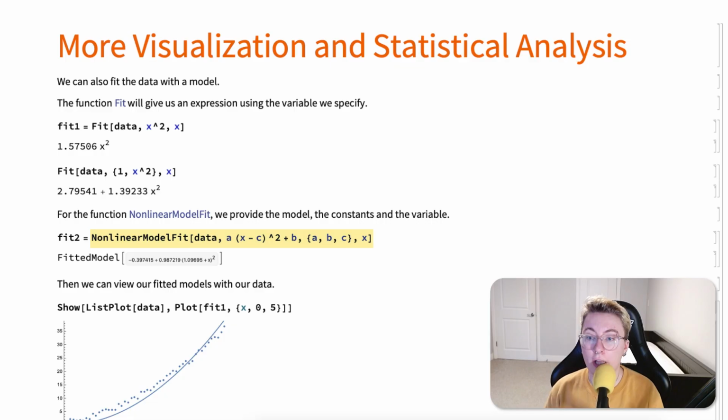For the function NonlinearModelFit, it's a similar concept but a slightly different syntax. Again, our first argument is the data. The second is still the form for the model, but we explicitly write out an equation with those constants and variables instead of just assuming those constants are already there. Our third argument is a list of the constants, and then our final argument is the variables.